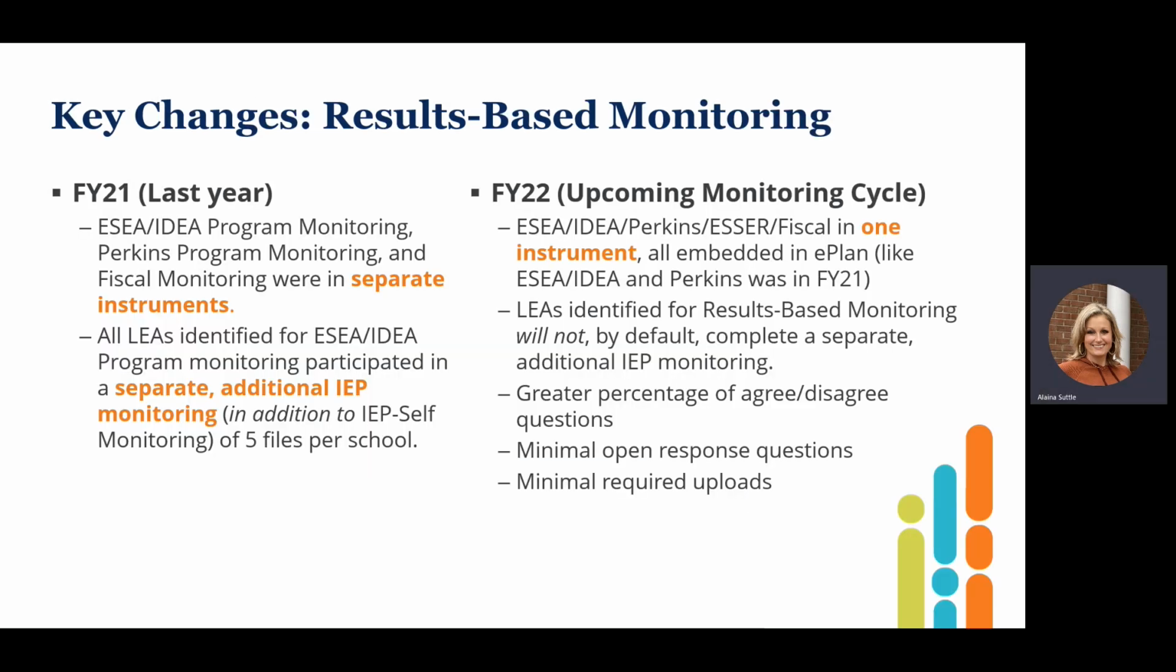Key changes to the results-based monitoring for FY22. For FY22, ESSA, IDEA, Perkins, ESSER, and fiscal monitoring were all combined in the results-based monitoring self-assessment instrument, rather than being in separate instruments as they were in the past. This is in order to help streamline the process of completing the monitoring instrument for local education agencies.